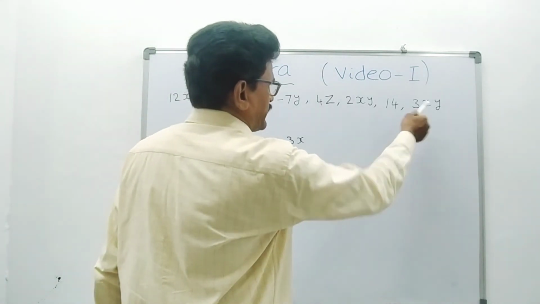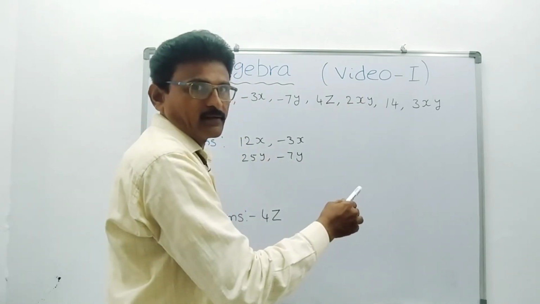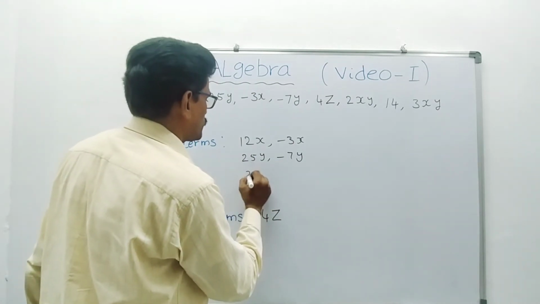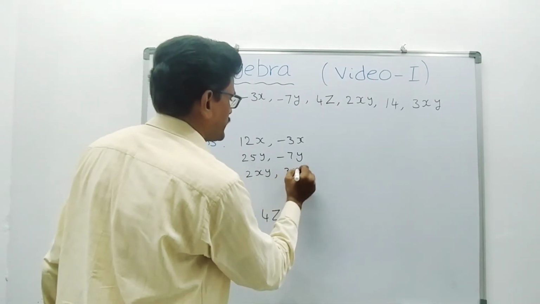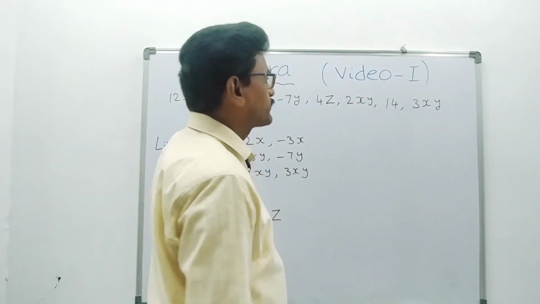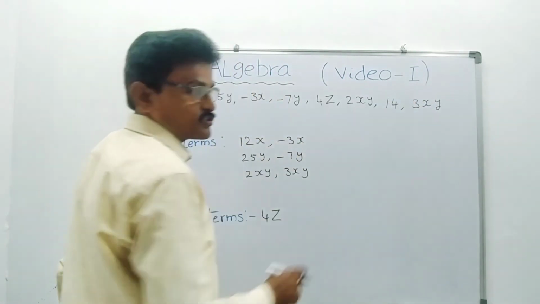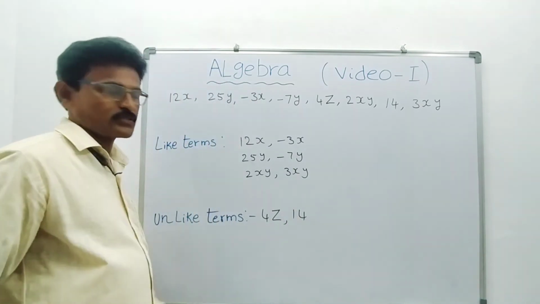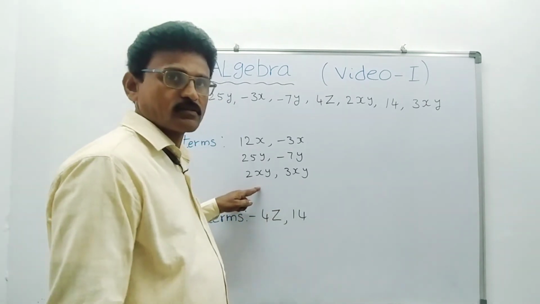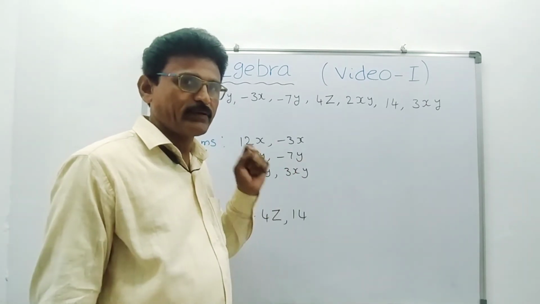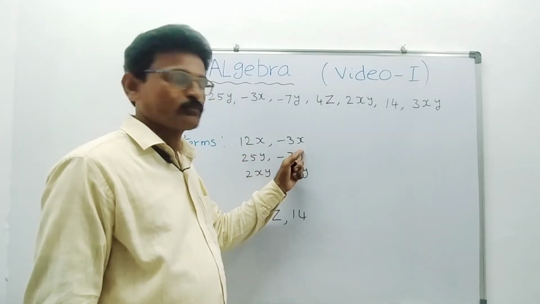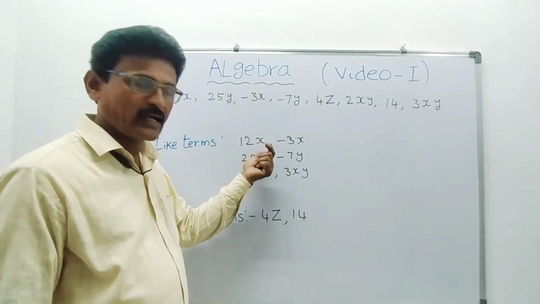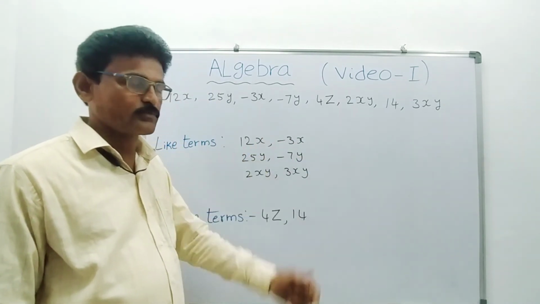2xy. Here 3xy. Here xy is the literal coefficient, and here also xy is the literal coefficient. So these two we can write as like terms: 2xy, 3xy like terms. Now 14, there is no other number like that. So the terms having the same literal coefficient, here x and x both have the same literal coefficient, so we can write them as like terms.